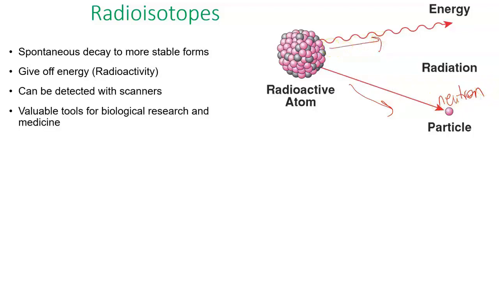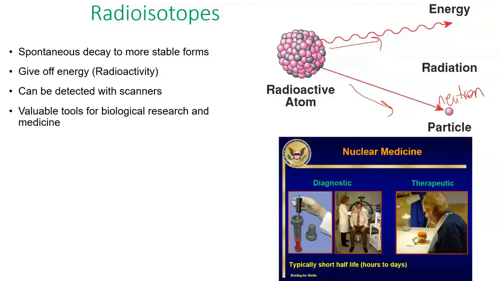Well, we can harness that energy. We can detect it with scanners. And so this is a super helpful tool for research and in medicine. So you may have heard or seen of labeling with radioisotopes. That is what we're doing. We're able to harness the energy that's given off when those elements are trying to get to a more stable form. And it can be diagnostic, which is where we see it a lot of times, but it can also even be therapeutic. Some cancer treatments involve radioisotopes.